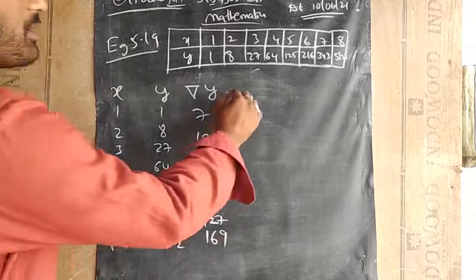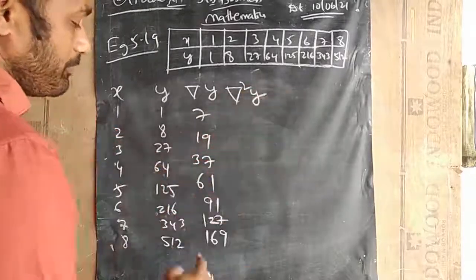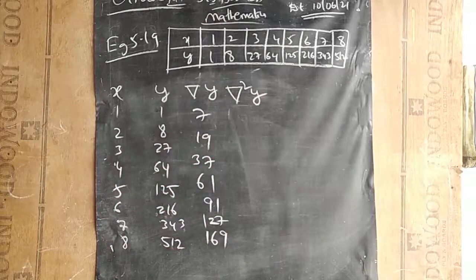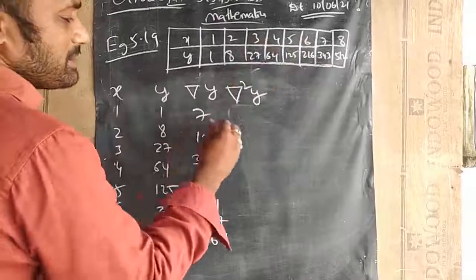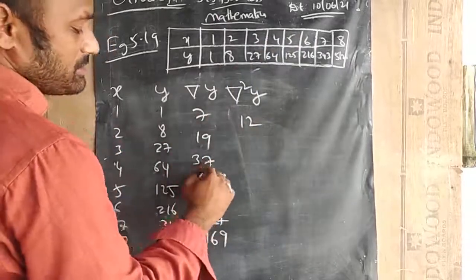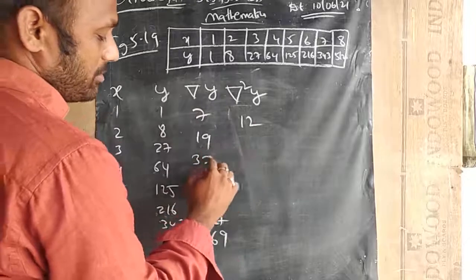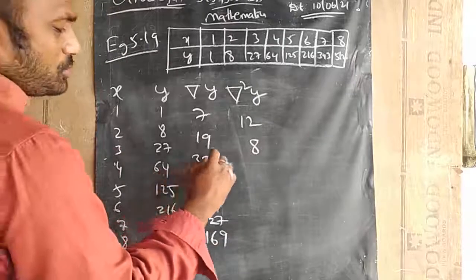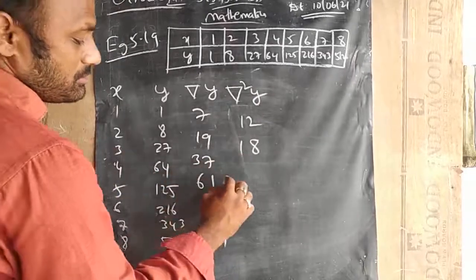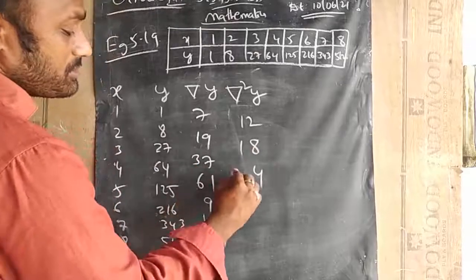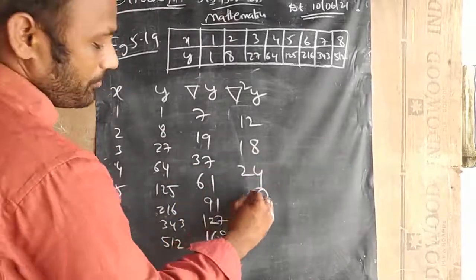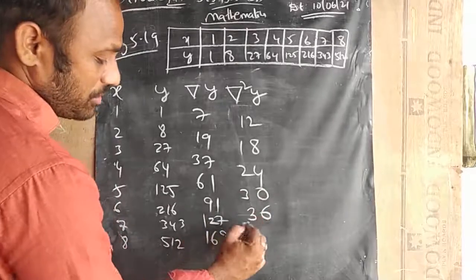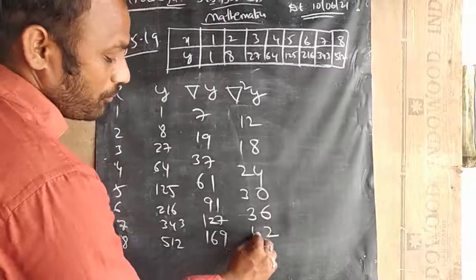Next delta square y. So 19 minus 7 will be 12. 37 minus 19, 18. Next subtraction, and so on: 24, 30, 36, and 42.